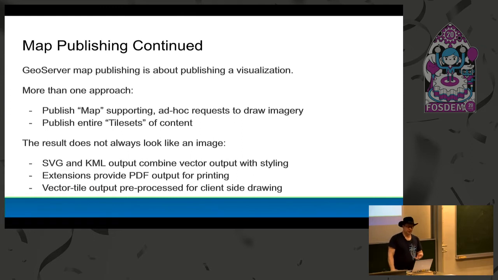SVG and KML output, they're little vector formats that include baked-in styling information on how they're supposed to be drawn. You can also have extensions for GeoServer that get it to generate out PDFs. And one I personally like is vector tiles, which are pre-processed little vector data sets, and they're pre-processed for client-side rendering.